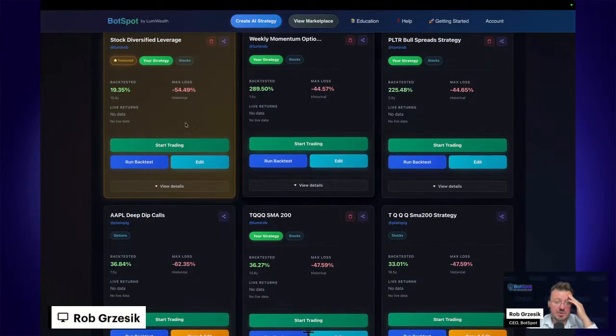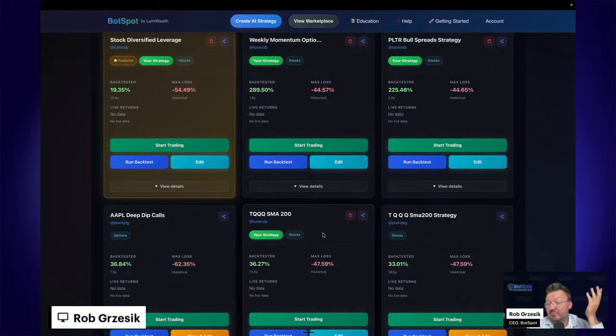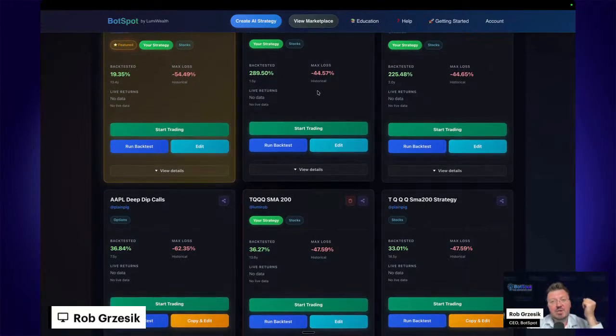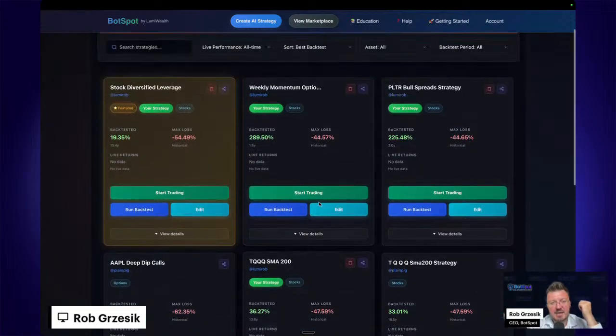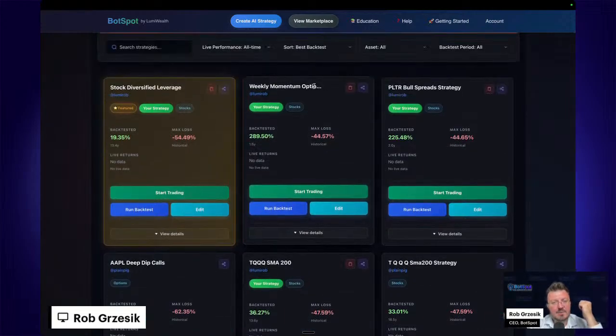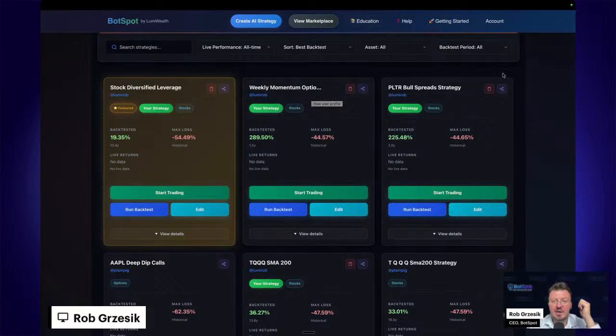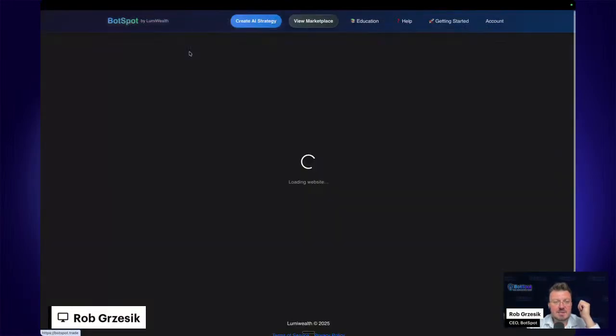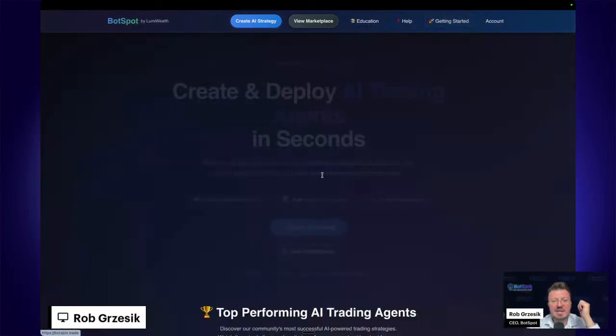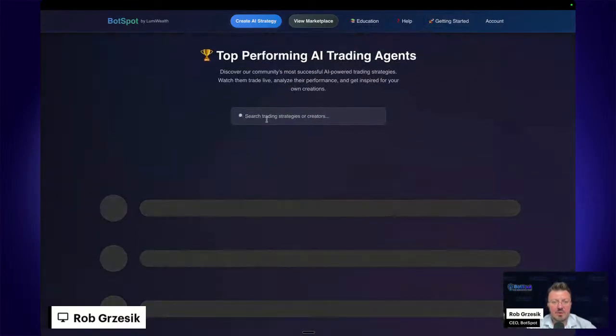If you guys want to copy me, then you can run these from the marketplace here. These are the three: TQQQ SMA, weekly momentum options, and stock diversified leverage. Those three I'm currently running with real money, and they're doing quite well so far. I can actually show you our diversified leverage bot. This is how it's been doing for me. It's not super exciting, but it does quite well. Let me show you how this does.